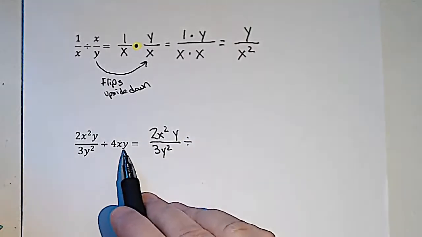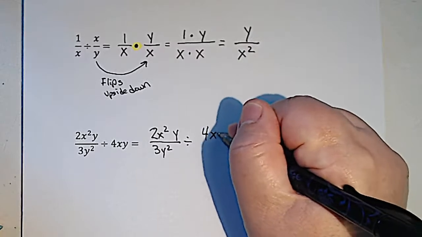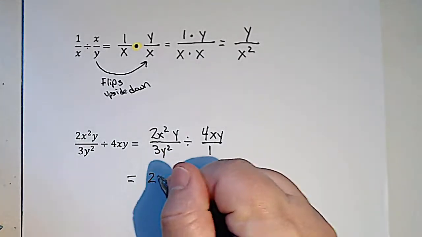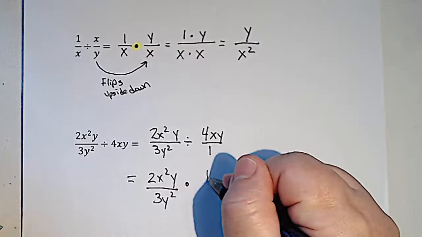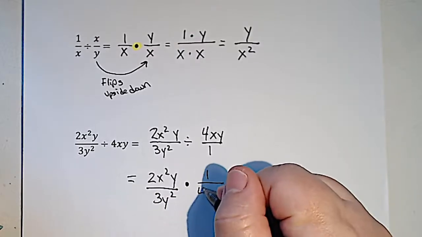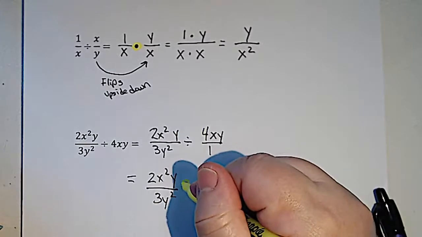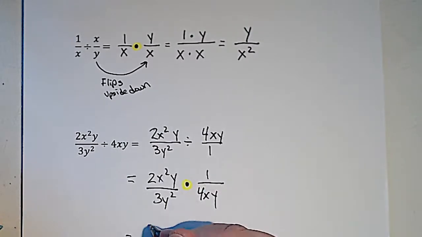If I've got an expression like 4xy, I can make it into a rational expression by putting it over 1. It's that simple. And then, again, the one that's there first stays put. The second one flips upside down. Handy dandy highlighter, give that some emphasis there. We switch it to multiplication, and now we're going to multiply across.